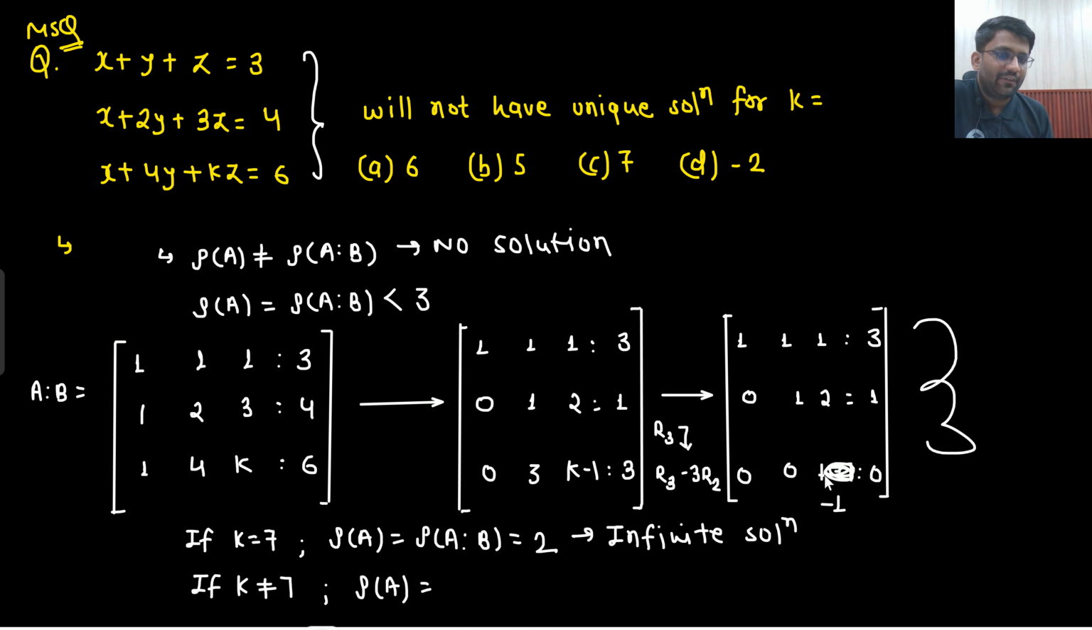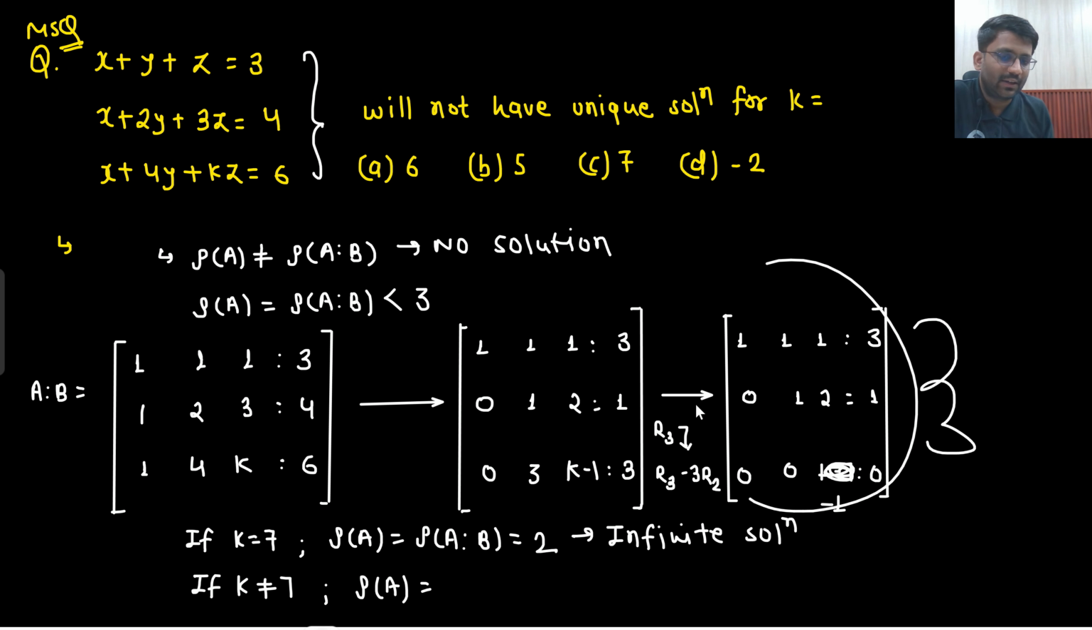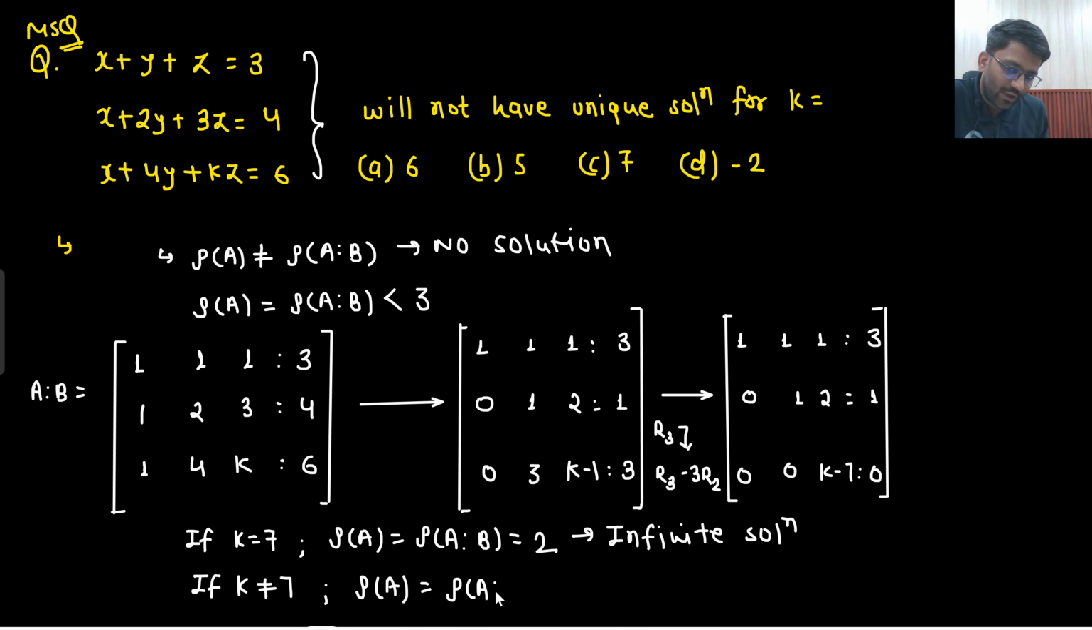So in place of k, if I put 6 here, then it will become minus 1. If you see this matrix, rank is 3, and if you see this matrix, rank is also 3. So if your k is not equal to 7, then rank of A would be equal to rank of A augmented B, and that will be equal to 3. That will show a unique solution. So what should be the value of k? That should be 7 only.